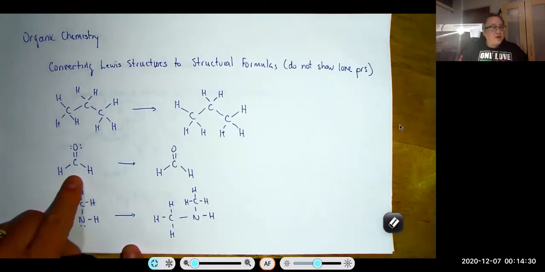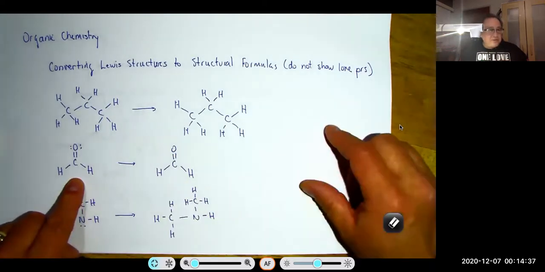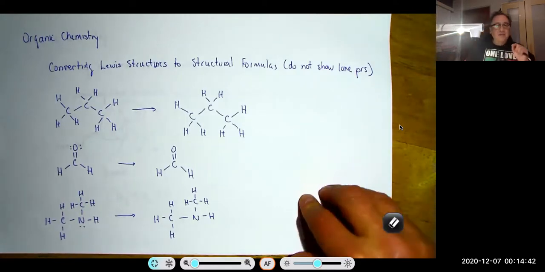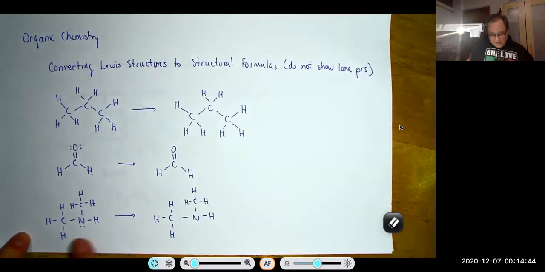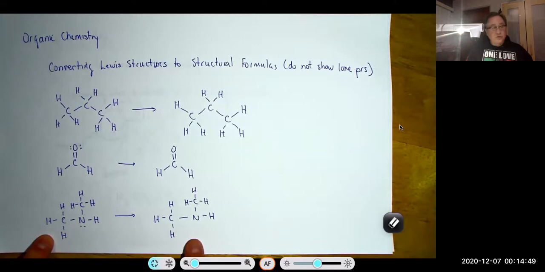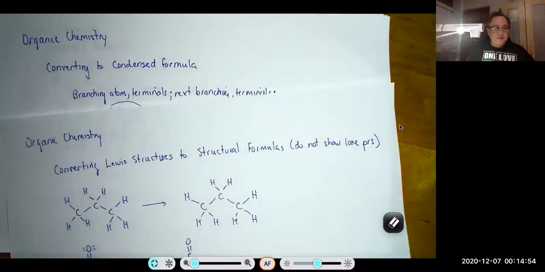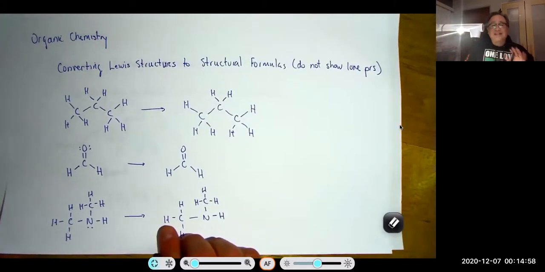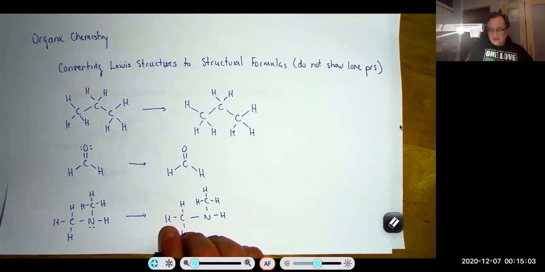Here, this is one of the compounds that we drew before, and we don't show the lone pairs, but here's the structural formula. So that means the lone pairs are implied. Not that they're not there, but they are implied. And likewise here, this is the Lewis structure of one of the compounds we have, and this is the structural formula. Okay, so what's the big difference between a Lewis structure and a structural formula? The structural formula is the same as the Lewis structure, but lone pairs are implied.